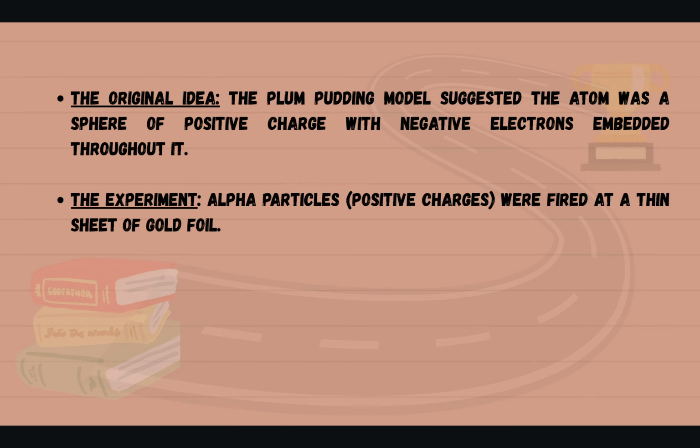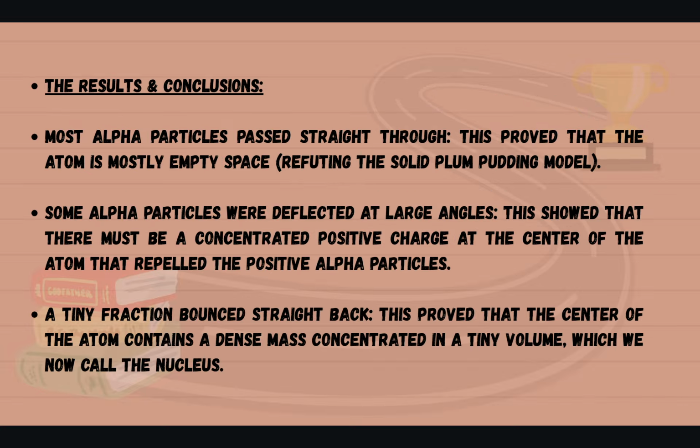So, the original idea, the plum pudding model, suggested the atom was a sphere of positive charge with negative electrons embedded throughout it. The experiment we mentioned is alpha particles with positive charges were fired at a thin sheet of gold foil. The results and conclusions. Most alpha particles pass straight through. This proved that the atom is mostly empty space, refuting the solid plum pudding model.